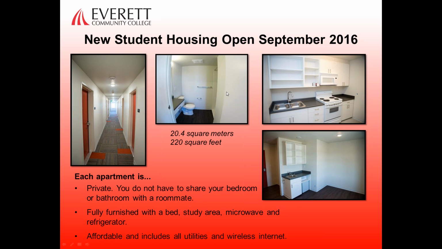But all the bedrooms are private, and they also all have their own private bathrooms with private showers. This is a picture of the communal kitchen, where they can cook with other friends. And this is kind of what the inside of the hallway looks like.